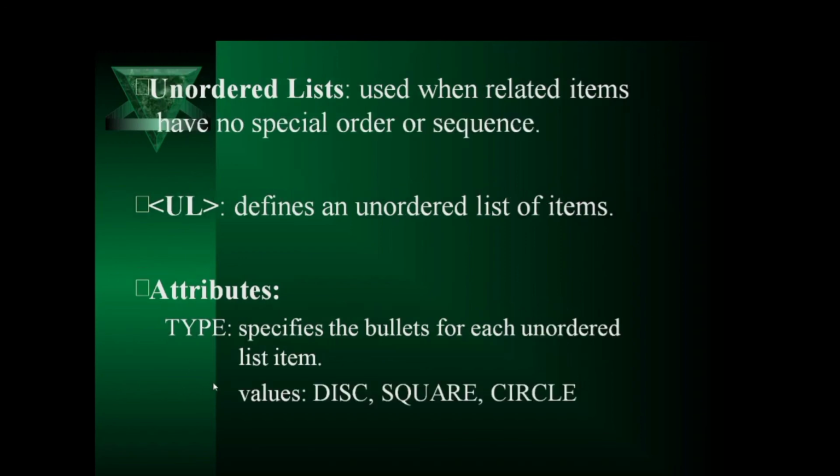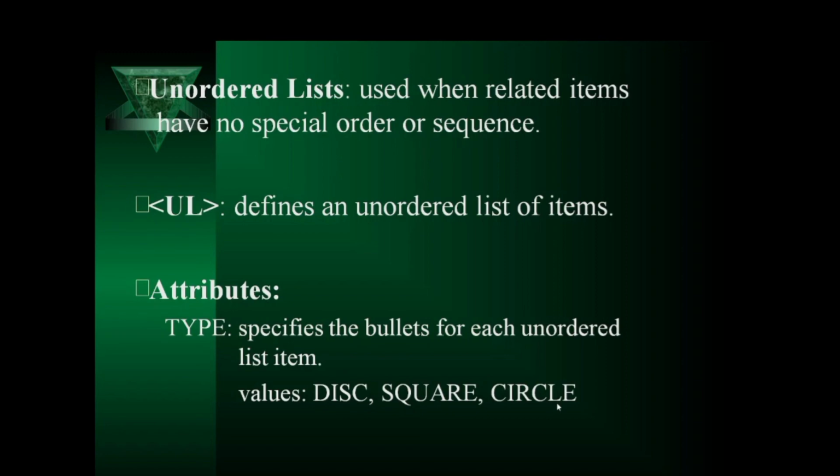Okay. The next is unordered list. Unordered list relates items that have no special order. Means if we want to assign values that never follow any order, okay, then it will come under the unordered list. It is defined by the UL tag. The attribute that assists with unordered lists is the type attribute. Okay. Here we can represent it by using disc, square, and circle.